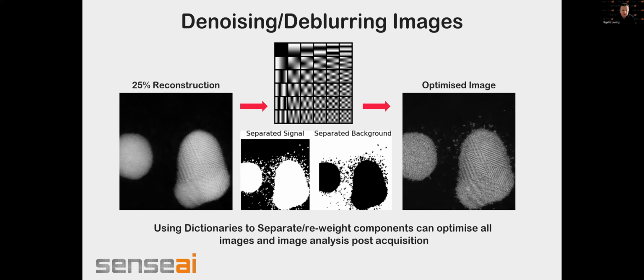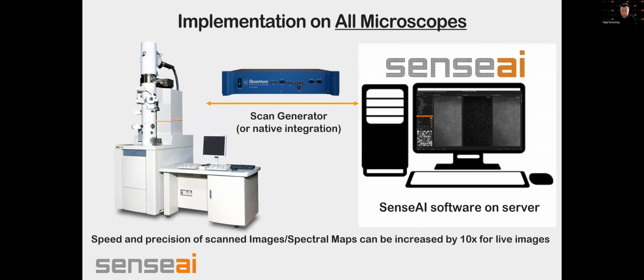We have a 25% reconstruction, again using those gold nanoparticles we were looking at. We can separate the dictionary elements out from the background to the particles, and then recombine the dictionary elements again, this time taking the whole thing through to convergence and focusing on the high resolution information. You can see you get very high resolution information from those gold nanoparticles, and you can even see the individual gold atoms sitting in between the two nanoparticles.